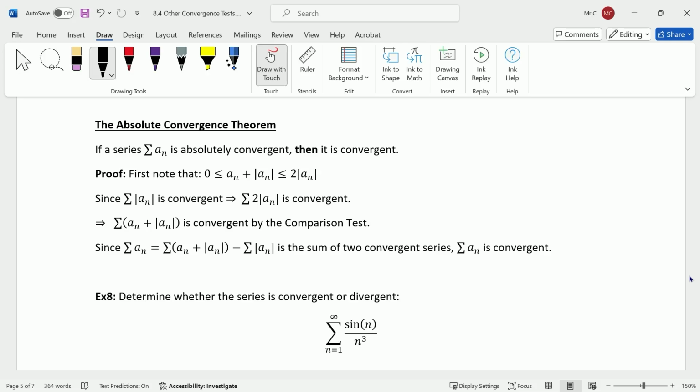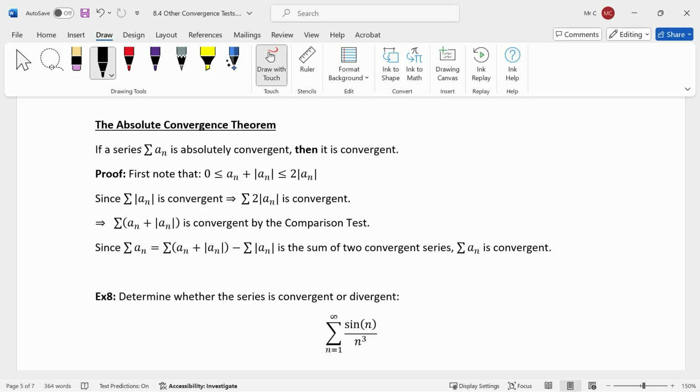So how do we show that? Well, first, we note that if I take a sub n plus the absolute value of a sub n, I'm either going to get 0 or 2 times the absolute value of a sub n. So if a sub n is negative, these will cancel out and give you 0. If a sub n is positive, they'll add together and give you 2 times the absolute value of a sub n. And so we get this inequality, that a sub n plus the absolute value of a sub n is between 0 and 2 times the absolute value of a sub n.